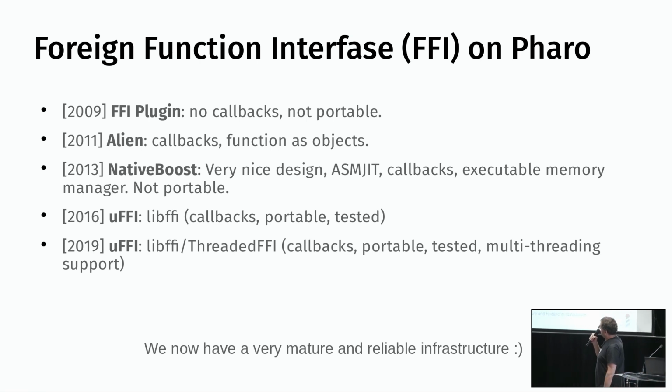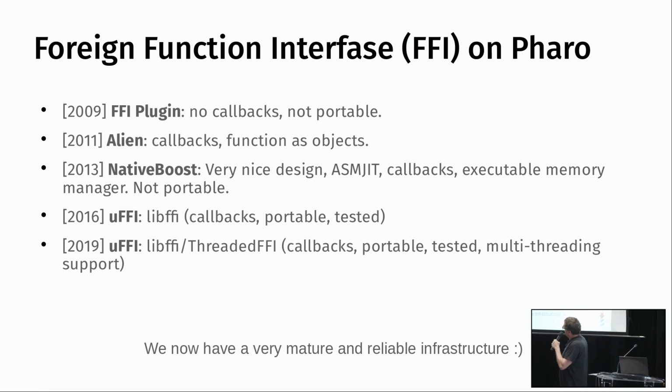And then it was not portable, to the point that we needed to move to 64 bits, and NativeBoost was 32. Instead of doing the migration of the assembler to 64 bits and re-implementing everything again, we just created UFFI, which means Unified FFI. First, it used a merge of the FFI plugin and the Alien plugin, but then we moved fast to libFFI, which is a modern implementation that many environments use. It's portable and very well tested, and that's what we use today.